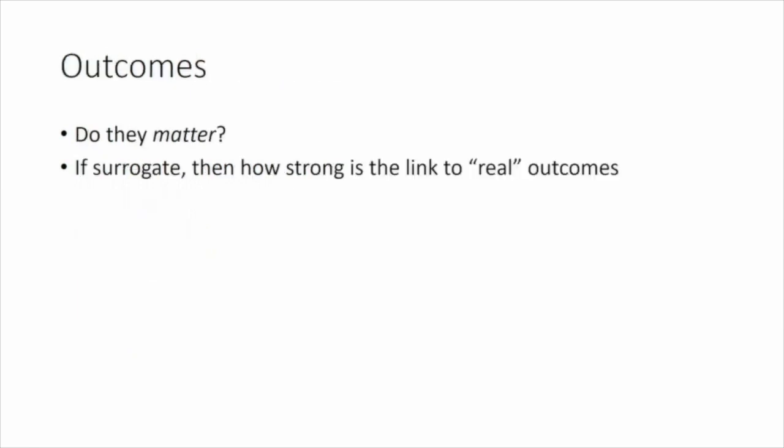When you're looking at the outcome, you have to ask, does it actually matter? Are they reporting an outcome which people care about? Does the outcome that they're reporting actually relate to their question? If it's a surrogate outcome, how strong is that link between the surrogate outcome and real outcomes? For example, blood loss is really just a surrogate outcome for complications of transfusion, but we accept it as a reasonably good surrogate outcome because there's a fairly strong link between the two.